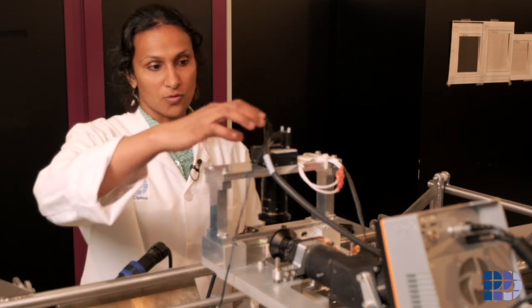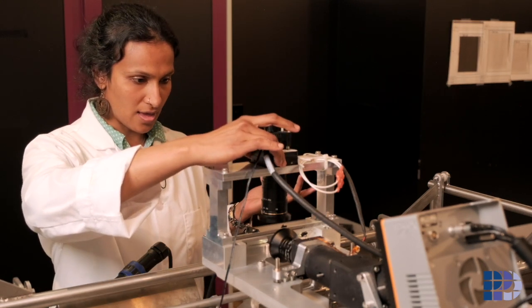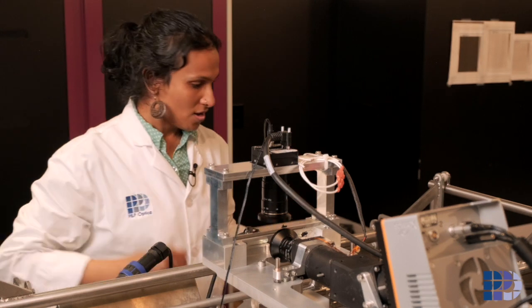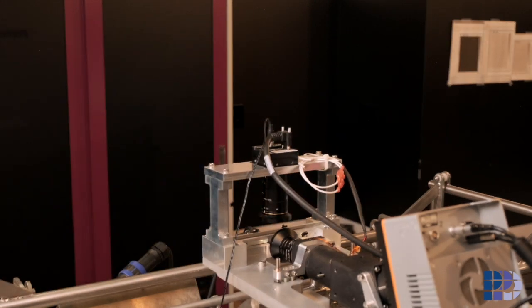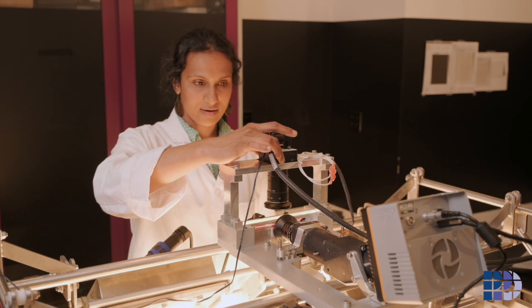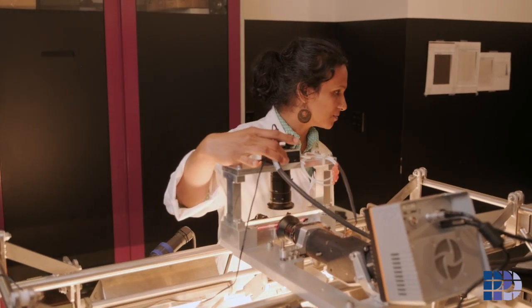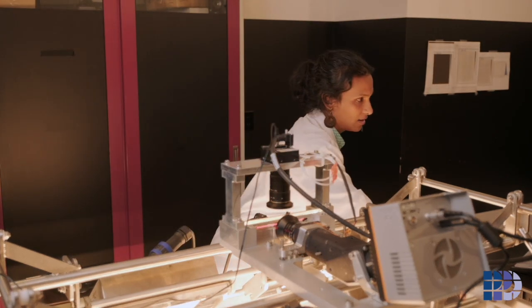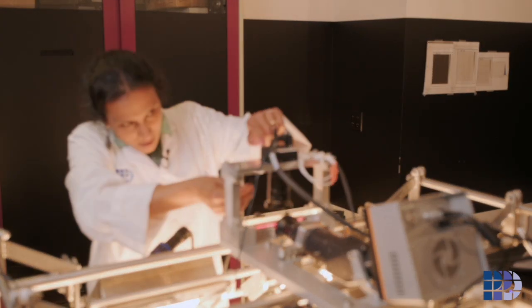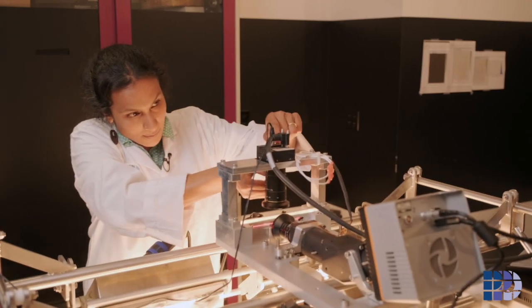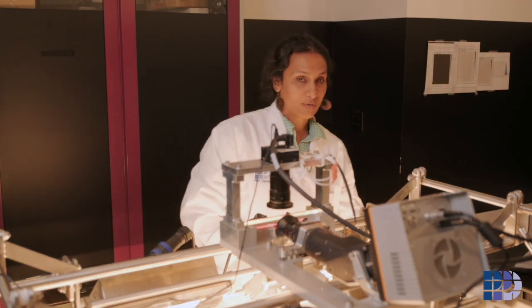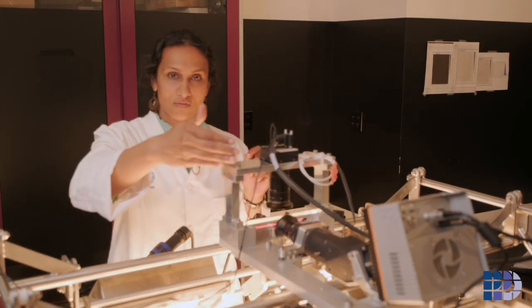And then I'm going to move the visible camera first and ensure that I'm seeing all the lines in its field of view. So to do that, I'm going to turn the lights on. Here I am adjusting the visible camera, and I'm moving it enough so that I'm able to see all the lines. I'm going to tighten it up here. And once this is tightened up, I'm going to move on to the spectrometer.